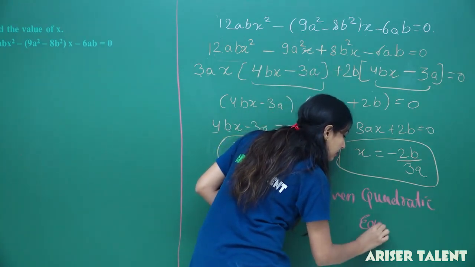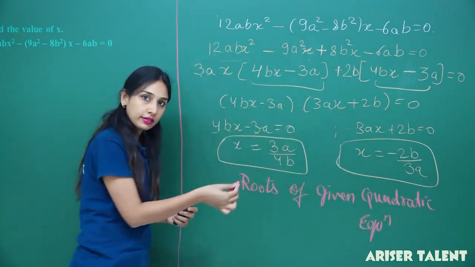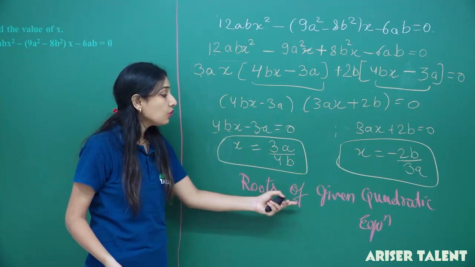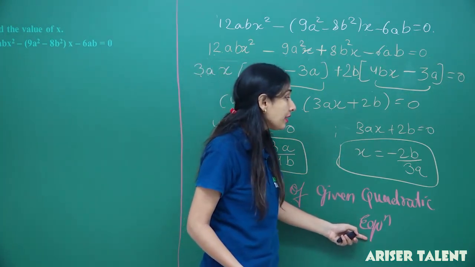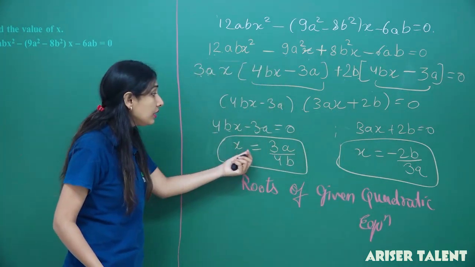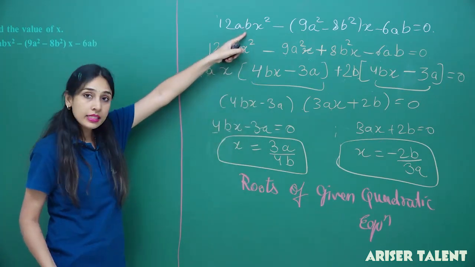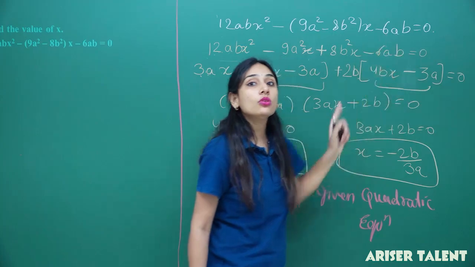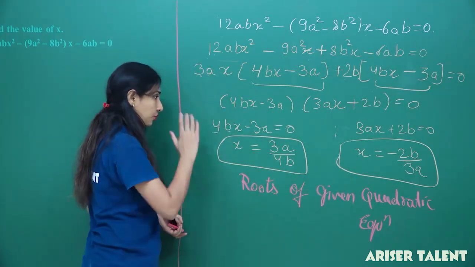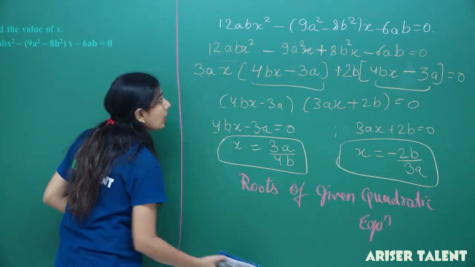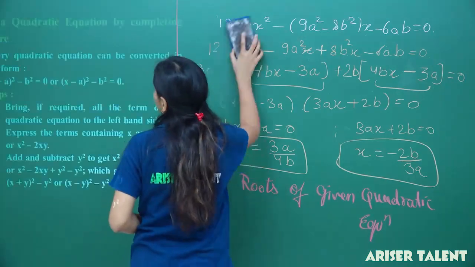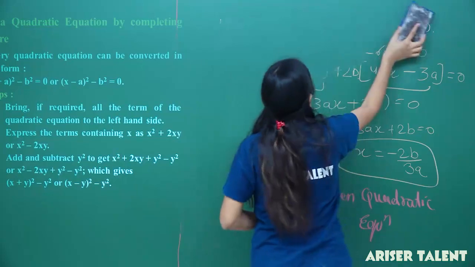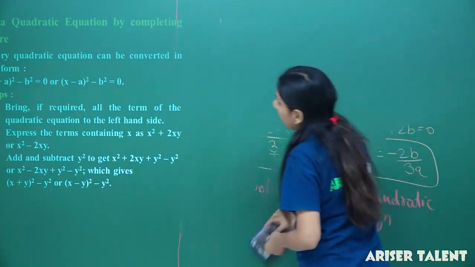Now students, understand this value of x. Value of x will be known as roots of the given quadratic equation, because when we put these values in this equation, then the value of this equation will be 0. Okay, note this so that I can rub it. Now the theory part, right?